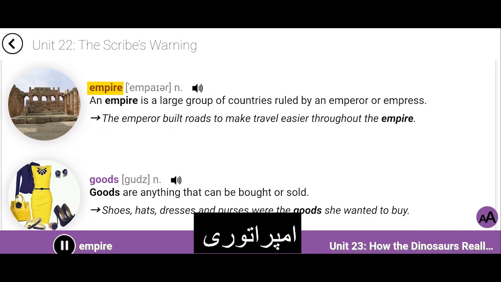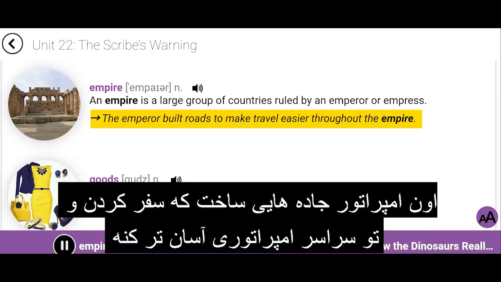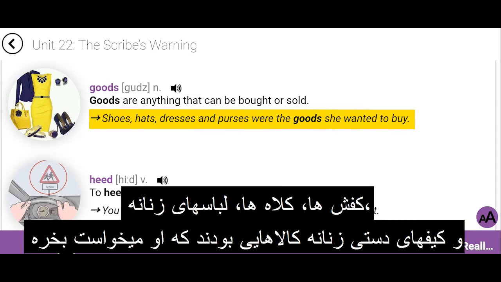Empire. An empire is a large group of countries ruled by an emperor or empress. The emperor built roads to make travel easier throughout the empire. Goods. Goods are anything that can be bought or sold. Shoes, hats, dresses, and purses were the goods she wanted to buy.